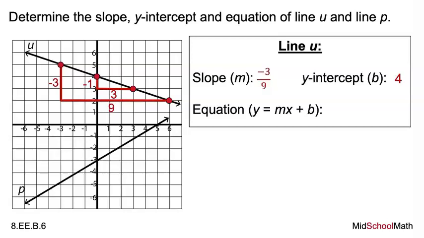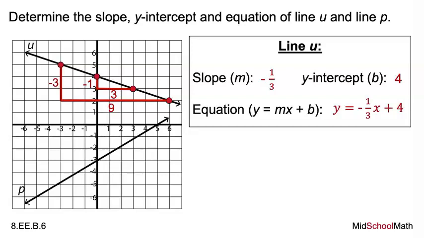The ratio -3/9 can be simplified to -1/3. Now that we have the slope and y-intercept, we can write the equation of the line in slope-intercept form, or y equals mx plus b. M represents the slope and b represents the y-intercept. So the equation of line U is y equals -1/3 x plus 4.